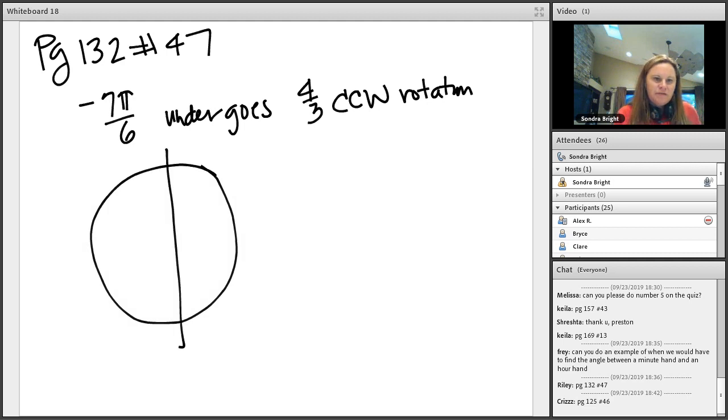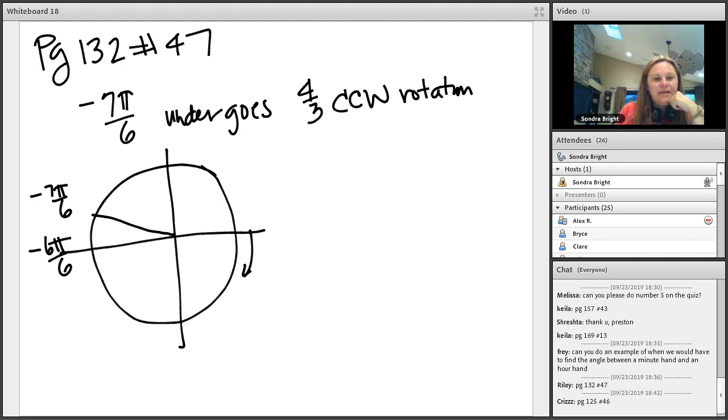Well, that means you're going this way. This would be a negative 6 pi over 6, and so negative 7 pi over 6 would be right here, because I know the negative x-axis is like negative pi, and then over 6 would be negative 6 pi over 6. So we've got this guy, and then I'm going to take that and do a 4/3 counterclockwise rotation.